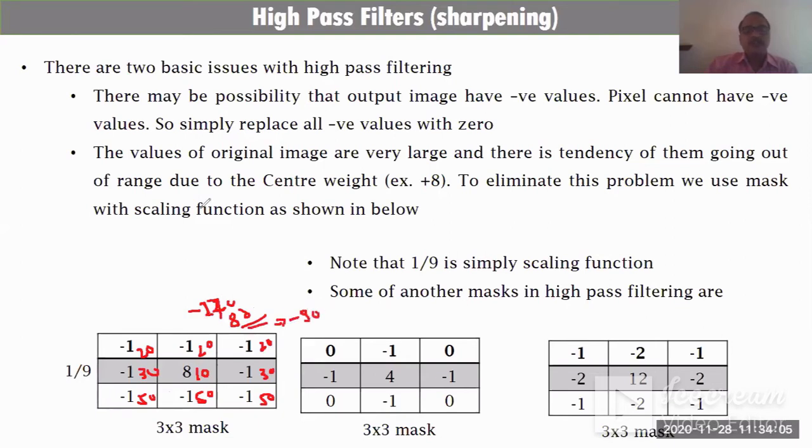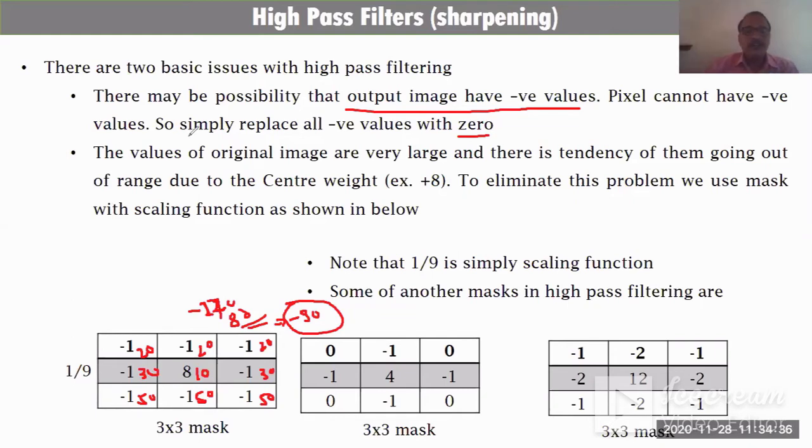So in this situation, the output image may have a negative value. In some situations, the output value may be negative. So what is the output value here? It is minus 90, which is negative. A pixel cannot have a negative value, so replace this negative value with 0. When you get a negative value, you can replace it with 0. This is one important thing related to this high pass filter.